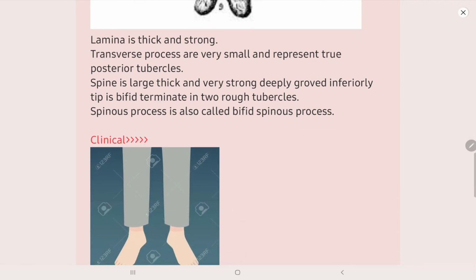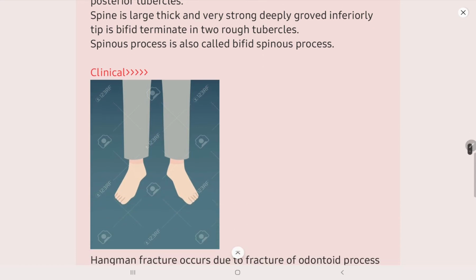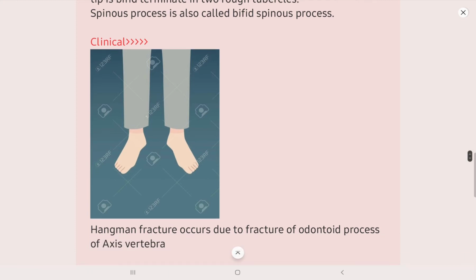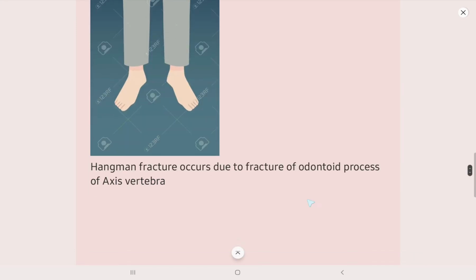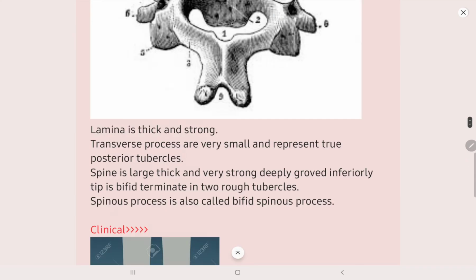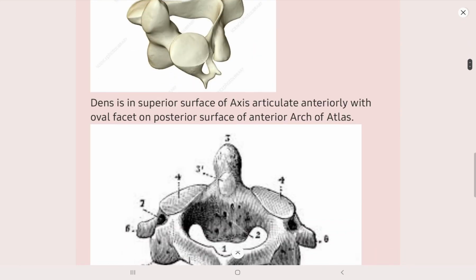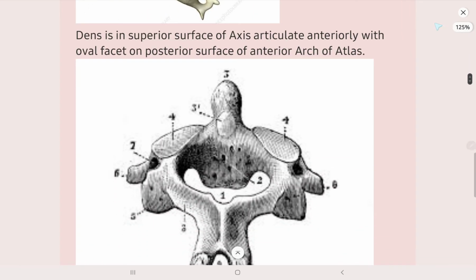So we are going to the next part of the axis, the clinical session. There are many clinical aspects of the cervical vertebrae. To make the class interesting, I have taken one clinical scenario: the hangman fracture. Hangman fracture occurs due to a fracture of the odontoid process of the axis vertebra. When we are hanging, it may fracture from here.